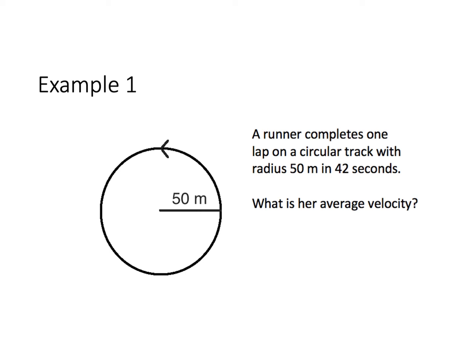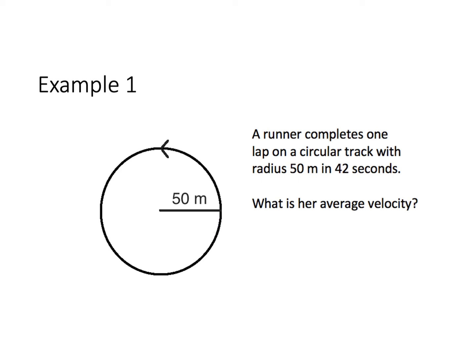A runner completes 1 lap on a circular track with a radius of 50 meters in 42 seconds. In other words, it takes them 42 seconds to go around the track 1 time. If that's the case, what is this runner's average velocity? What's her average velocity? So let's say she starts right here and she goes around the circle and it takes her 42 seconds to do that.